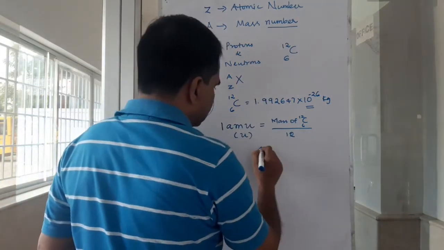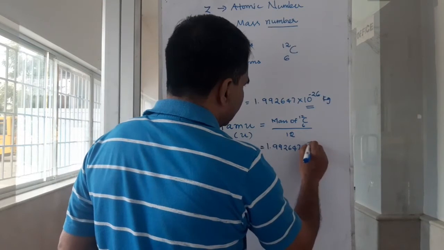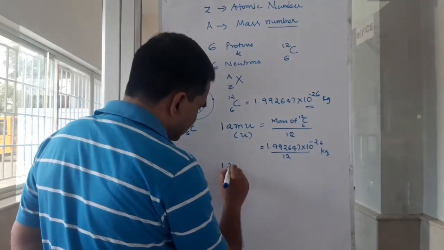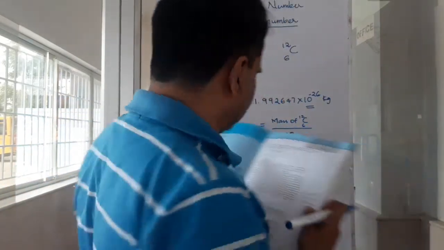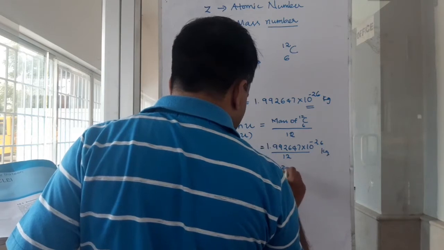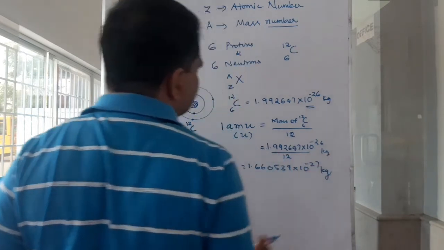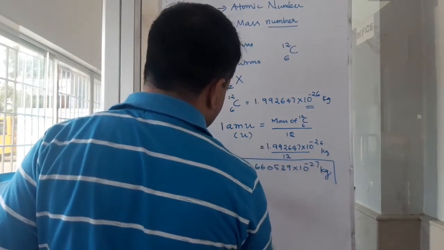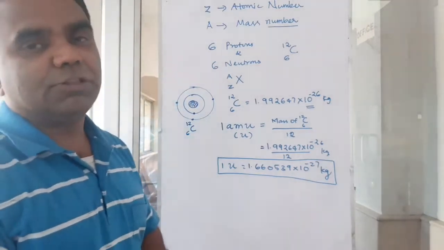So then what does it equal to? This is going to be equal to 1.992647 into 10 power minus 26 divided by 12 kg. So then 1 unit, that is atomic mass unit, is going to be 1.660539 into 10 to the power minus 27 kg. Okay. So this is the atomic mass unit.